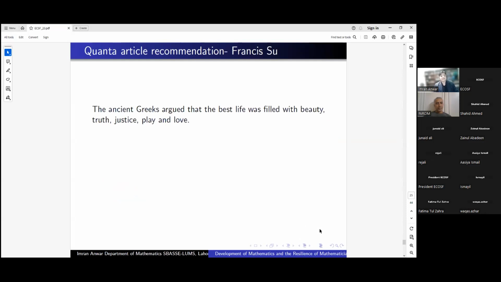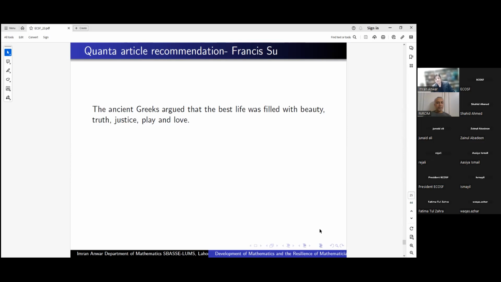And at the end, I would like to recommend a Quanta article. So you can watch a YouTube video, you can read books, and you can read the Quanta article, which is again by Francis Su on this book. So ancient Greeks, according to Francis Su, argued that the best life was filled with beauty, truth, justice, play, and love. So these are the five components the Greeks came to the conclusion on when they defined a good life, or in other words, the best life. A best life should have these five components.